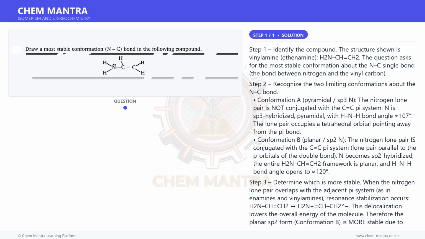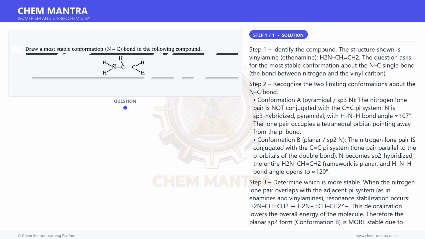Step 4. Describe the Newman projection about the N-C bond for the most stable conformation. Looking down the N-C bond, the front atom, N, has two H's and a lone pair, the back atom, C, has one H and is part of the C=C. In the most stable, planar, conjugated conformation, the lone pair on N eclipses the pi bond, syn parallel to the pi system, making the molecule planar. The H-N-H angle is about 120 degrees, sp2 N.